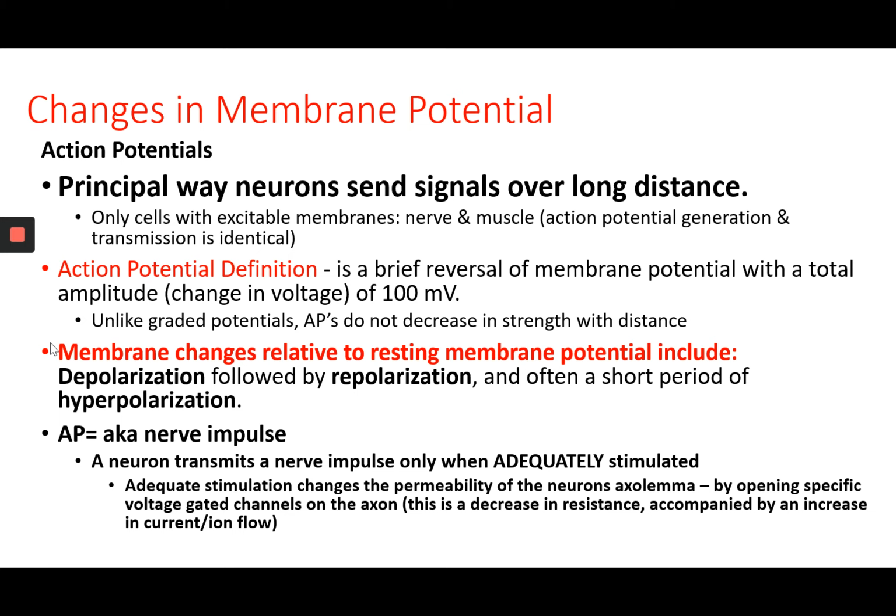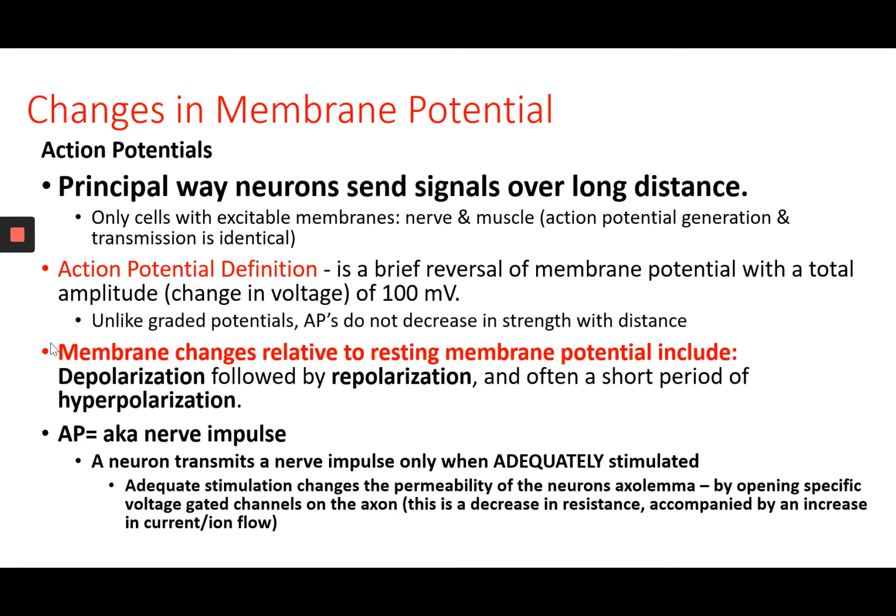So membrane changes relative to resting membrane potential include depolarization and repolarization, as well as hyperpolarization. So these are the 3 steps of an action potential. An action potential begins when we have depolarization away from the negative pole. We reset the membrane with repolarization back towards the negative pole. And then hyperpolarization occurs because the potassium channels close slowly and slightly polarize the membrane past the original negative pole. So we get a hyperpolarization back towards that negative pole, which is reset by sodium-potassium ATPases.